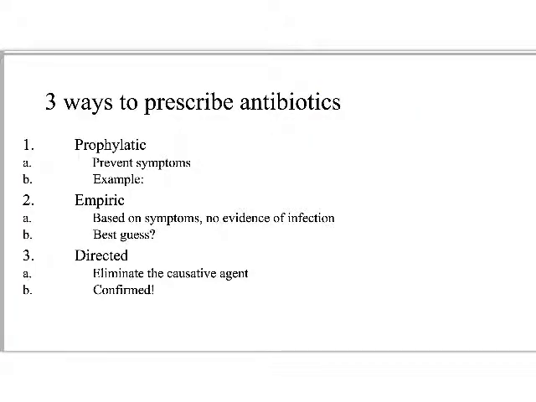Okay, now 3 ways to prescribe antibiotics. So one is prophylactically. So prophylactically means you're using it before you get sick. So to prevent symptoms. So one example of that would be people that have heart valve problems or heart murmur. Lots of times before they go to the dentist to get their teeth cleaned, they get a dose of penicillin. Okay, because if they're scraping the bacteria off your teeth and it gets into your bloodstream, the bacteria can actually accumulate in the valves. So they try to head that off by prophylactically.